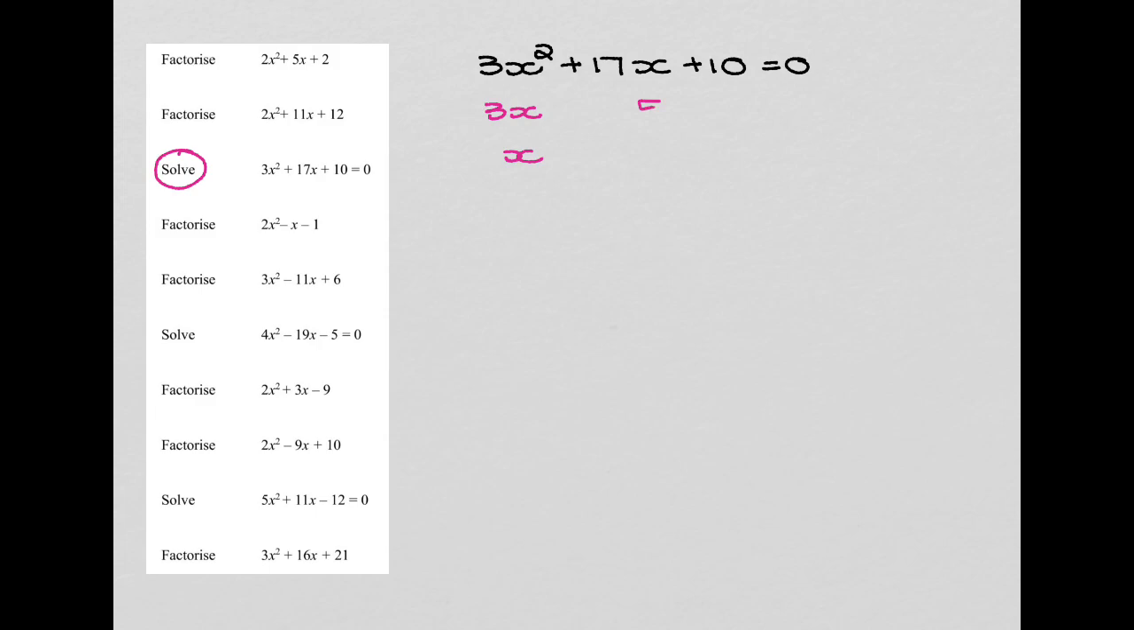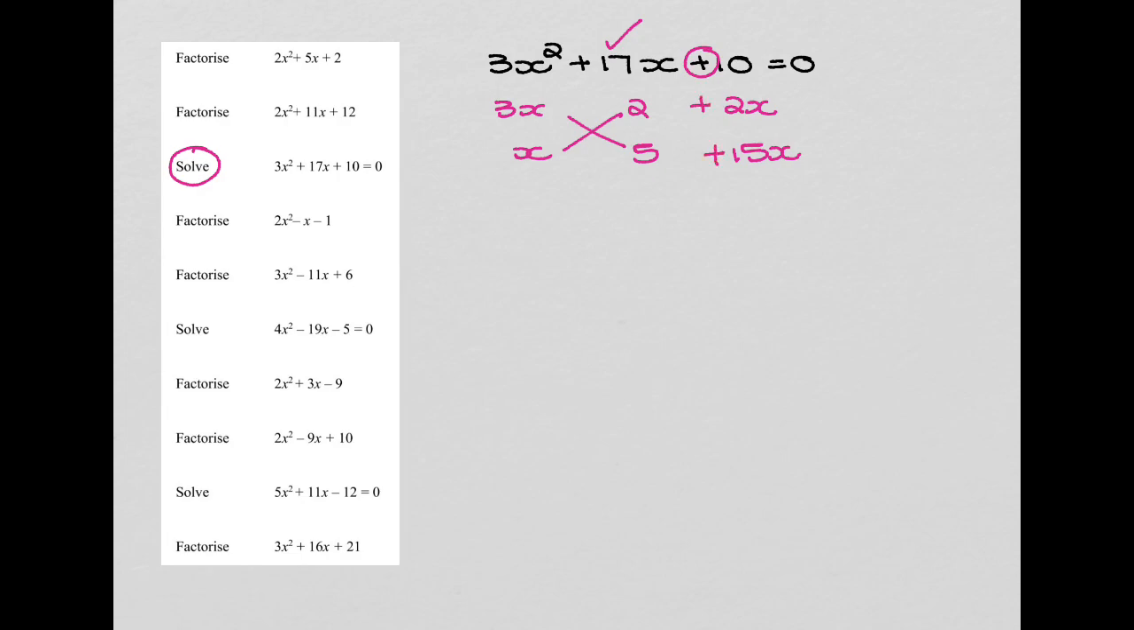If I put 5 on top and 2 at the bottom, then we've got 3x and 2, that would make 6x. That's not going to get me to 17. So I can already tell that it's supposed to be the other way around. So I'm going to say 2 and 5. So that gives me 2x. That gives me 15x. That does add to make 17. So we've got a plus and we've got a plus. My brackets are 3x plus 2 and x plus 5.